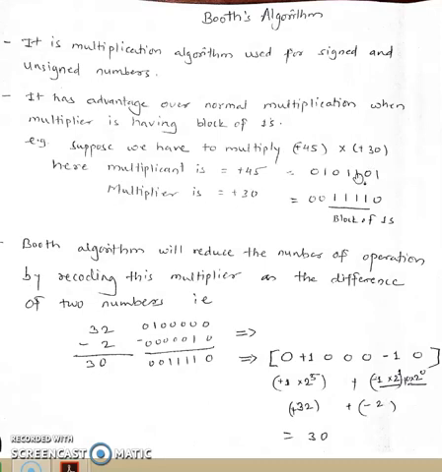First we have to make a binary representation of plus 45 and a binary representation of plus 30. This 45 is called the multiplicand and this 30 is called the multiplier. The binary representation is 0 1 0 1 1 0 1 for 45, and for 30 it is 0 0 1 1 1 1 0.